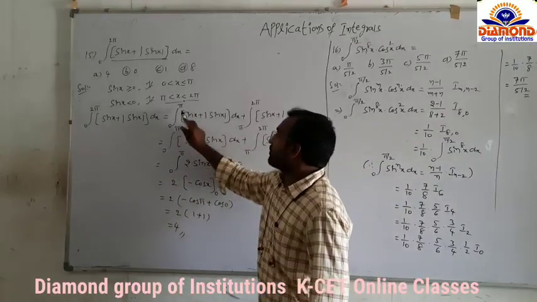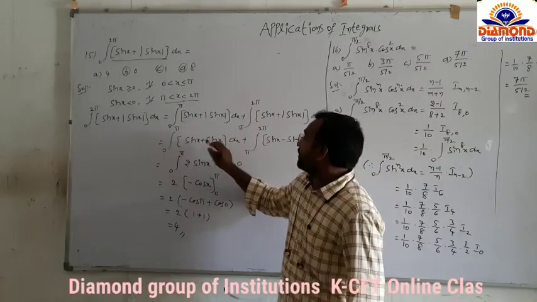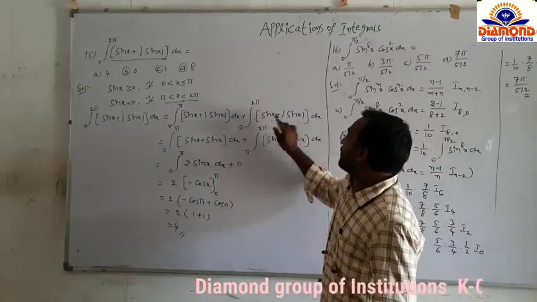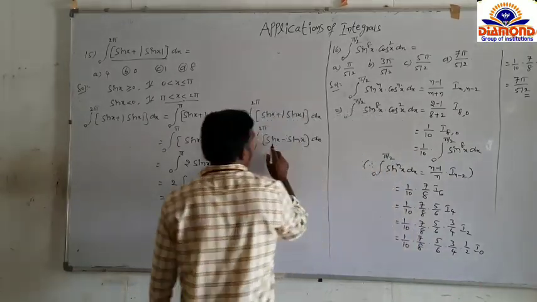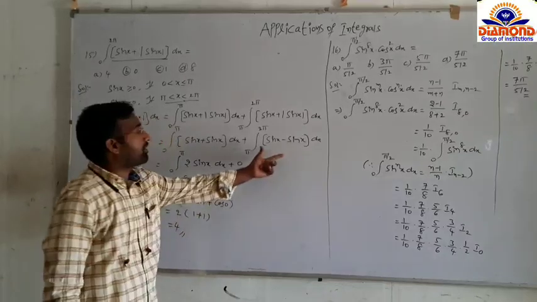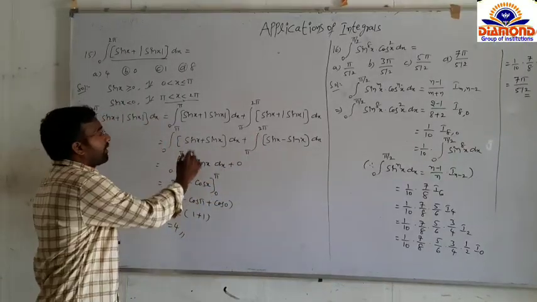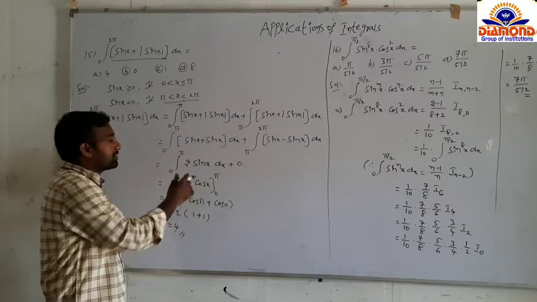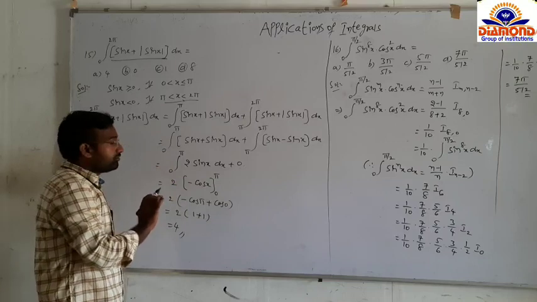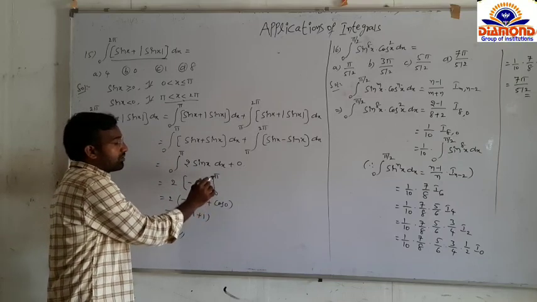In 0 to pi, in the first two quadrants, mod sin x equals sin x only. In pi to 2 pi, the third and fourth quadrants, mod sin x is minus sin x. So here the sin x cancels and the second part term is eliminated. Next, in 0 to pi, sin x plus sin x is 2 sin x. Step of 2 sin x is nothing but 2 sin x only. So 2 outside, sin x integration is minus cos x, limits 0 to pi.